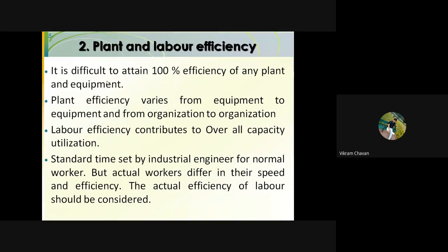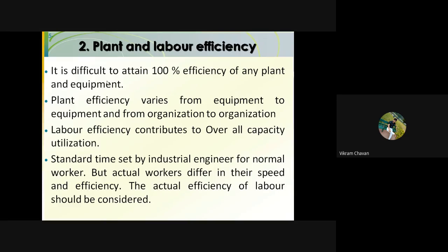So the productivity of a machine will depend on the skills of that particular worker. Productivity is nothing but how much product is produced per unit time, or we can say the rate of production depends on the skills and attitude of that particular worker. So this labor efficiency contributes to the overall capacity utilization.